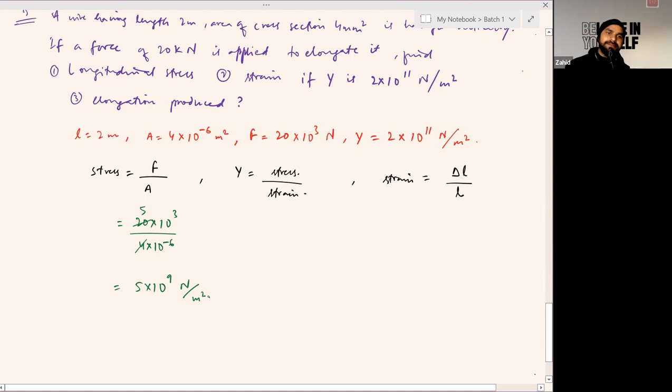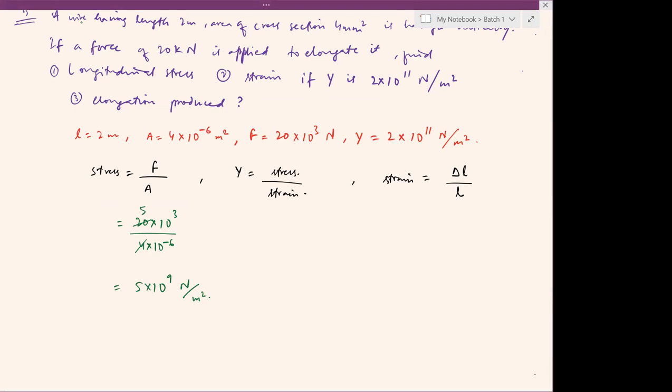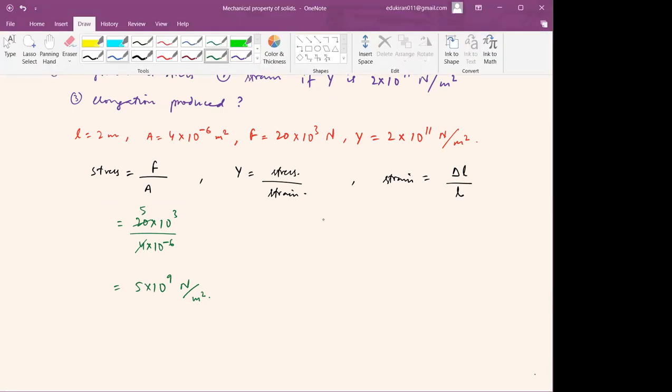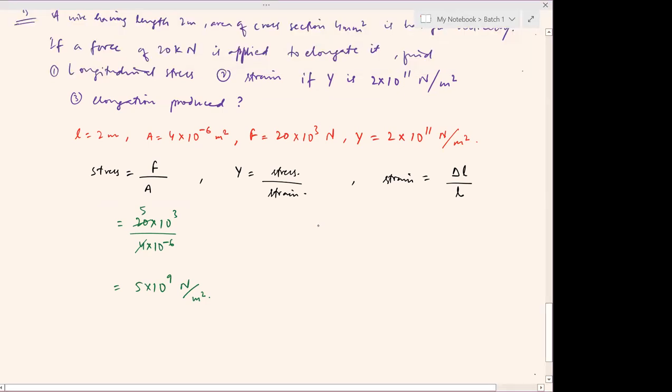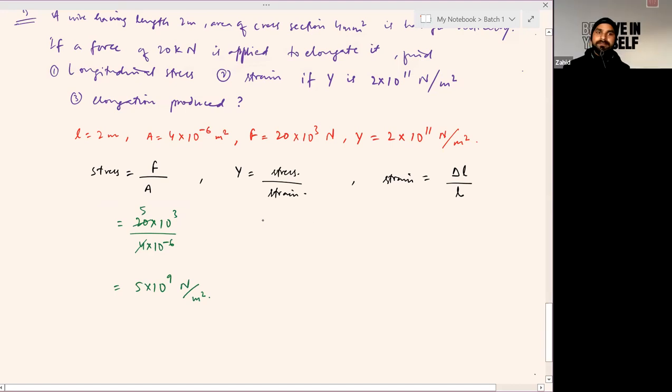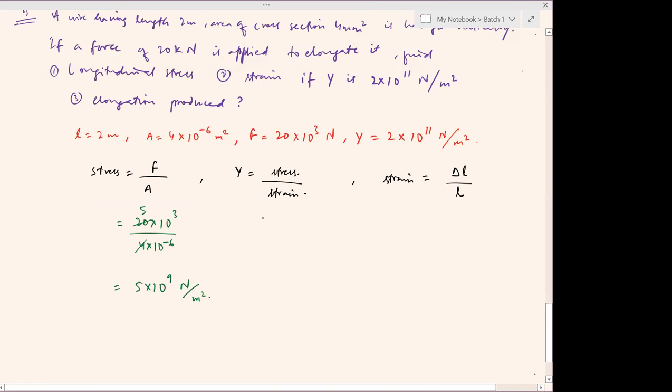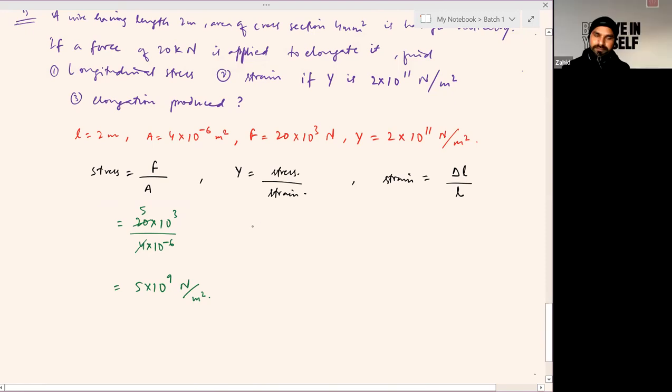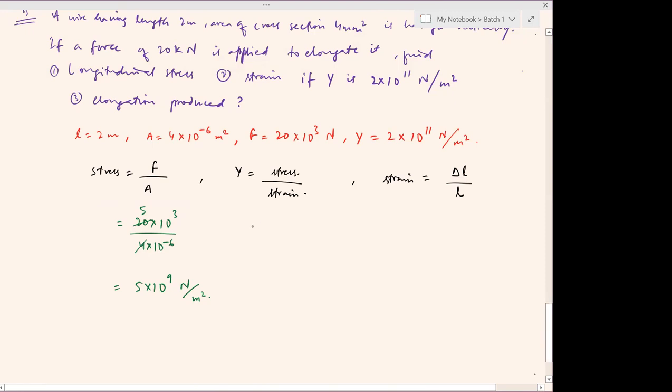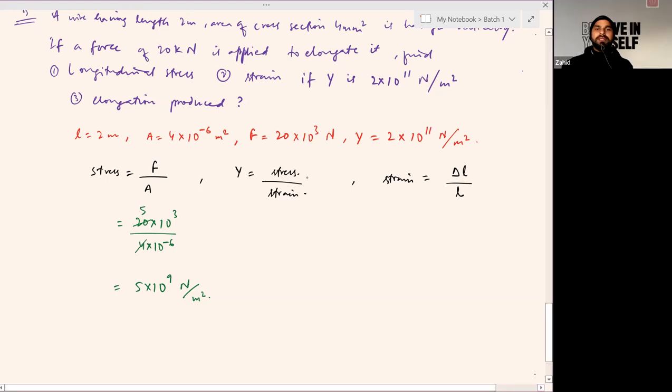Hamza, is it clear? Yes, sir. Was it so difficult to simplify? No, sir, I got this answer, but it was not in this form. Okay, no problem. I took 20,000 instead of 20 into 10 to the power 3. Okay.